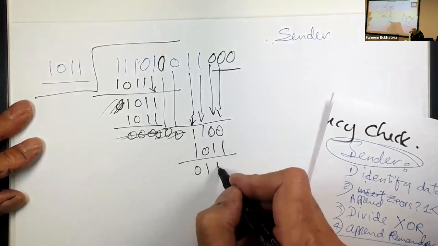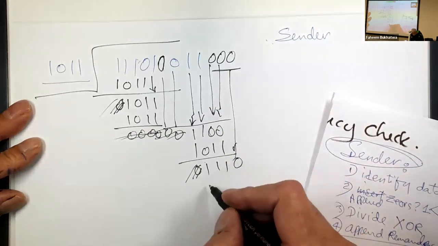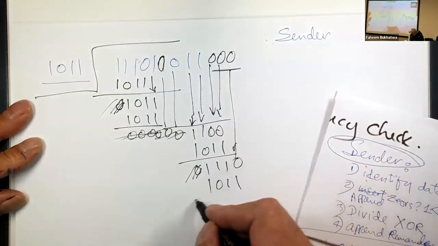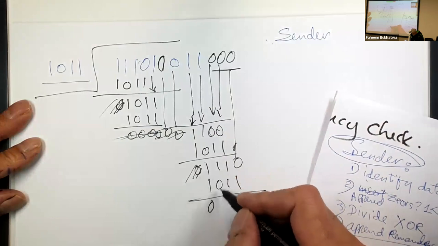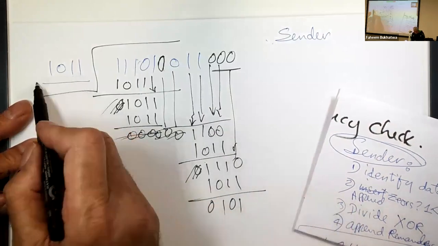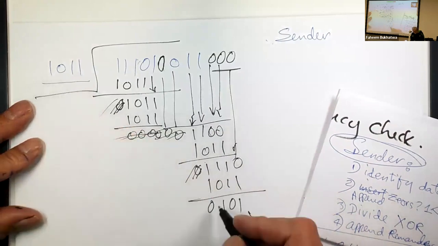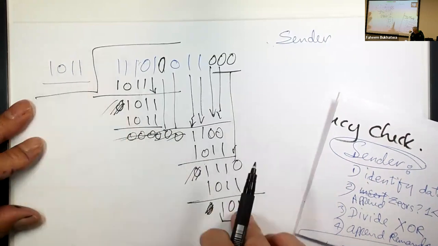0, 1, 1, 1. Bring down the next 0, and that's 1, 0, 1, 1, and that gives us a 0, 1, 0, 1. Now these are 4, that means we take those 3. Get rid of this 0. So we always take 1 less.